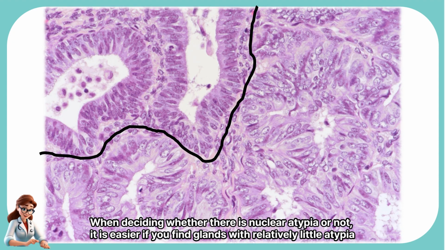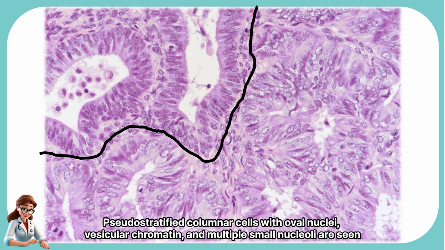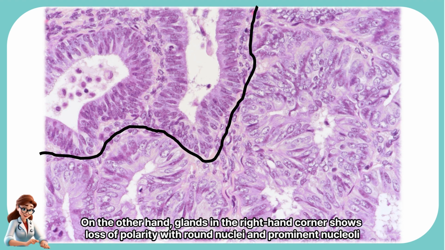When deciding whether there is nuclear atypia or not, it is easier if you find glands with relatively little atypia. On the upper left-hand corner, nuclei look like those of normal proliferative endometrium. Pseudostratified columnar cells with oval nuclei, vesicular chromatin, and multiple small nucleoli are seen. On the other hand, glands in the right-hand corner show loss of polarity with round nuclei and prominent nucleoli.